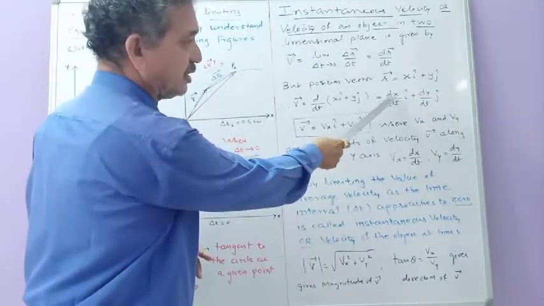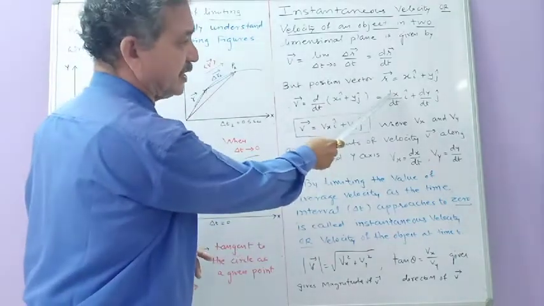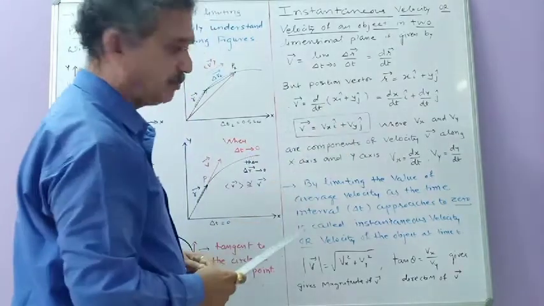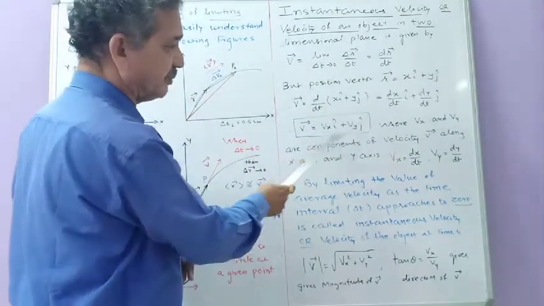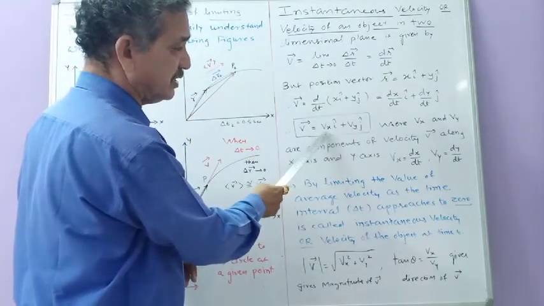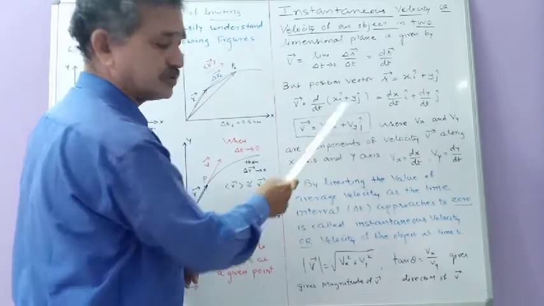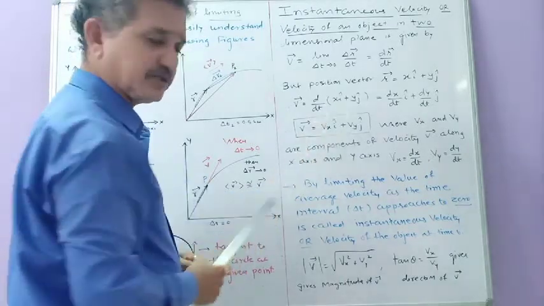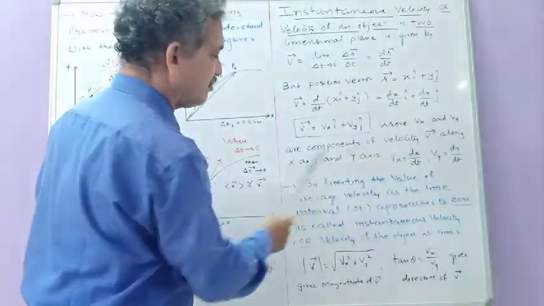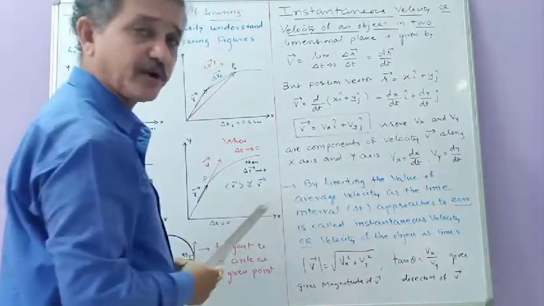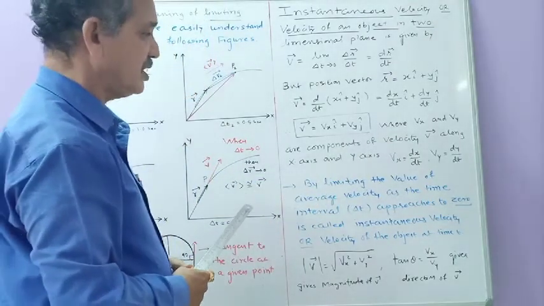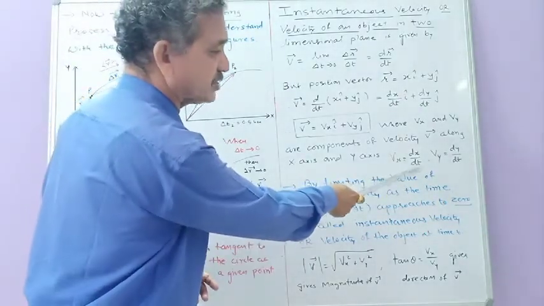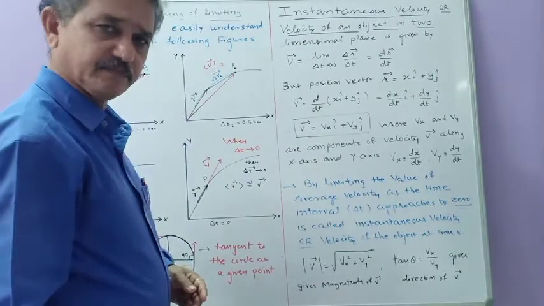So this dx upon dt means distance traveled in x direction upon time taken, and dy upon dt is distance traveled in y direction upon time taken. Distance upon time gives velocity. So this velocity is in x direction, this velocity is in y direction. That means vector v equal to vx i plus vy j. Here vx and vy are known as the components of velocity vector v along x-axis and y-axis, where vx equals dx by dt and vy equals dy by dt.